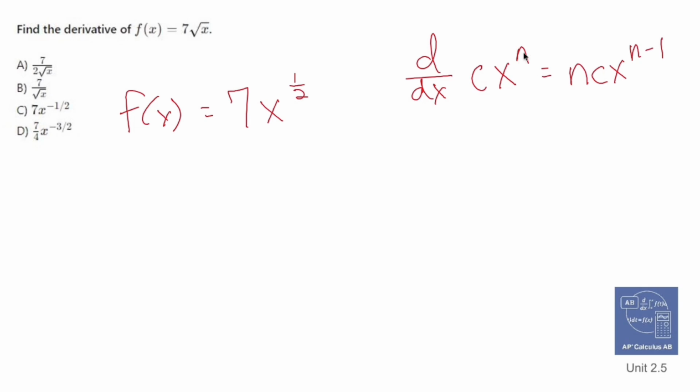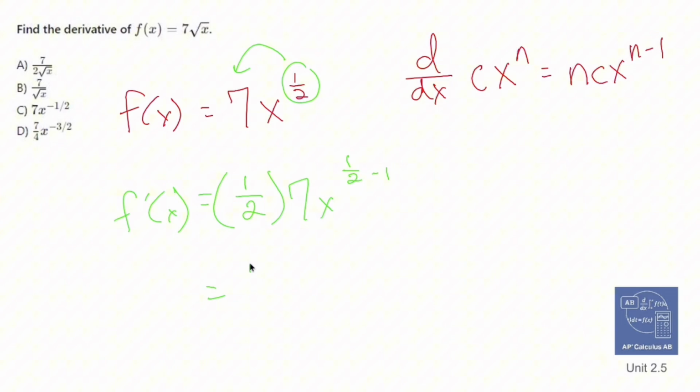So what I'm going to do is take that n, drop it down and multiply it to the 7. So I have f prime of x is going to equal 1/2 times 7x, and then I'm going to subtract 1 from 1/2. Okay, so half of 7 is 7 over 2, and 1/2 minus 1 is negative 1/2. Now that's no good. I can't have a negative exponent, so what we do is we take any negative exponent and drop it to the other side of the fraction bar. So now you have 7 over 2 x to the positive 1/2.